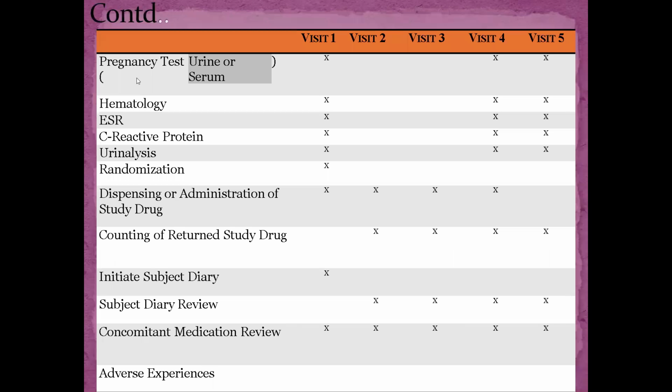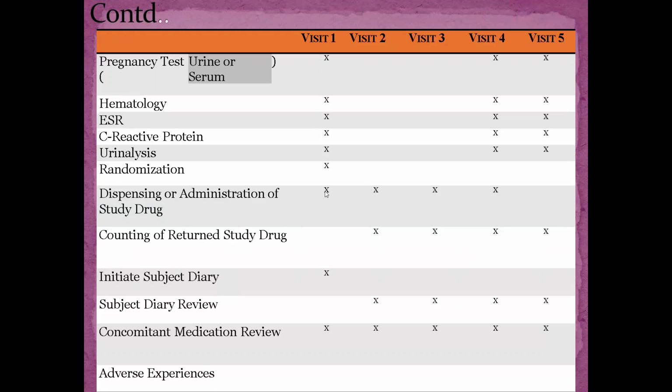And same like this, the pregnancy test will be done in very few visits only. Hematology, yes, also few visits. And like this, dispensing or administration of study drug, counting of returned study drug, you see that. The study drug will be given from visit 1 to visit 4. Visit 5 is just a follow-up. And you can see return of study drug. So they will give it for some weeks or months here.